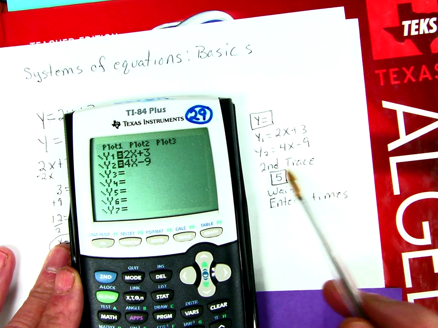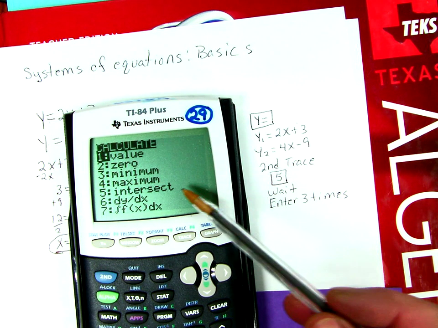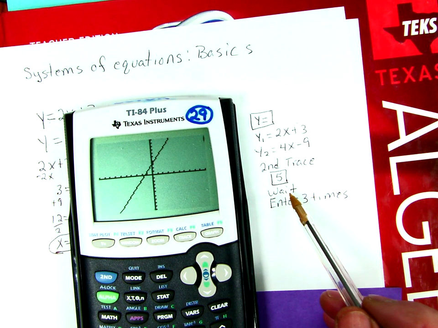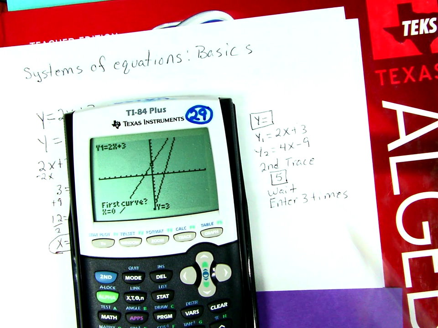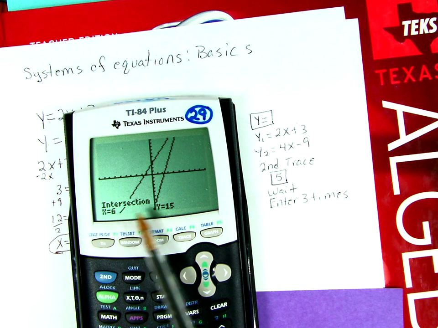And then push second, trace, 5 for intersect. Wait until writing comes up on the bottom of the screen. And then push enter 3 times. And here's my solution. 6, 15.